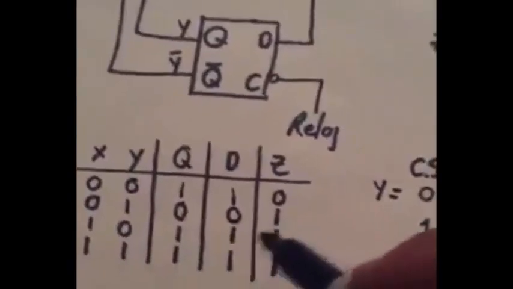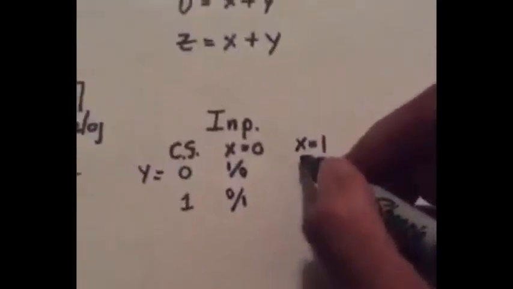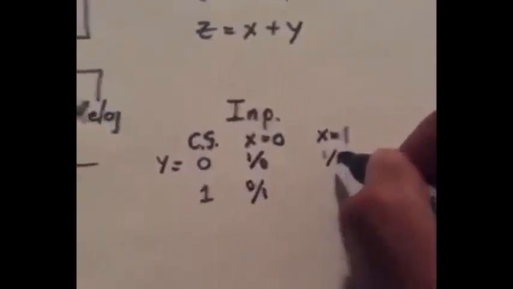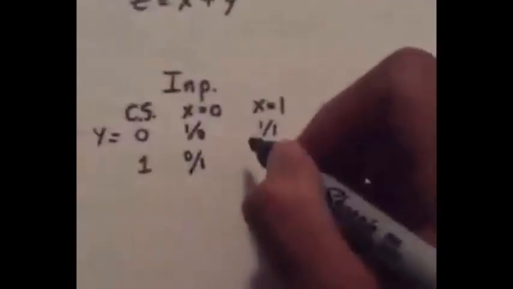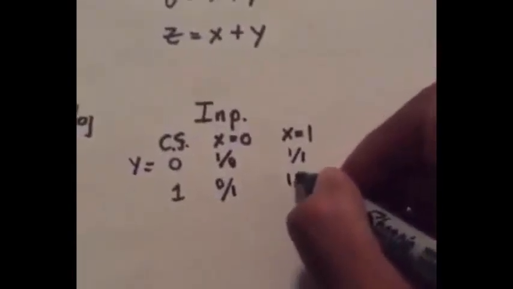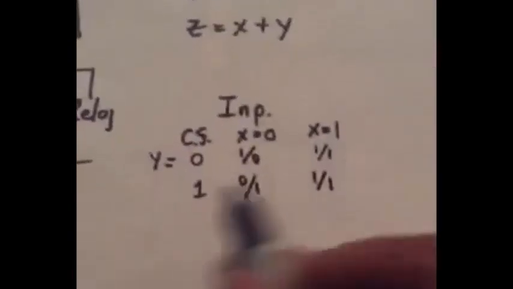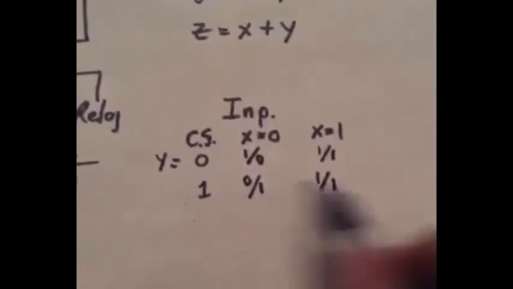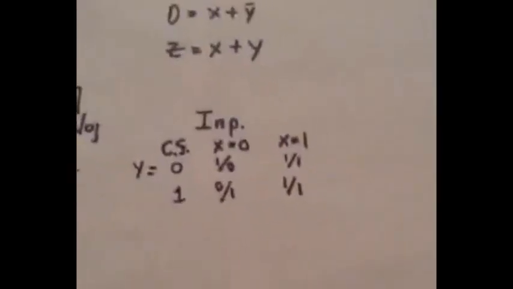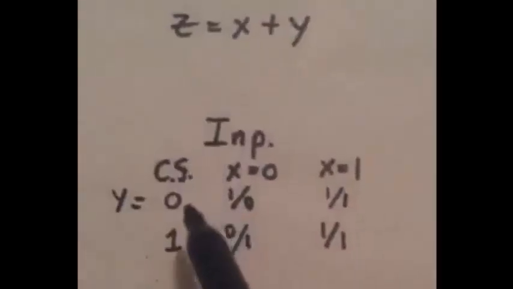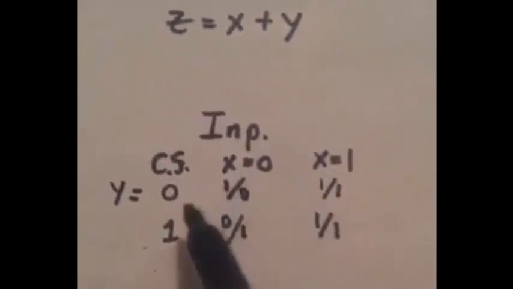And when the x equals 1, y 0, we have that the d equals to 1, so we put the 1, and this z equals to 1, so we will put the 1. And when the x is 1 and the y is 1, it is 1 and 1 again. Well, we can go on to the state diagram. We have only two states, the 0 and the 1 for the current states.